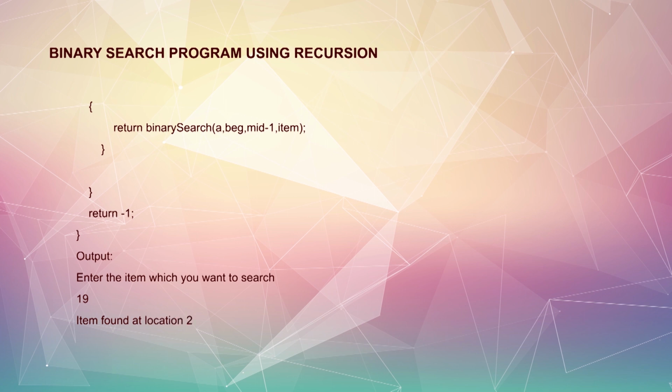Enter the searching item which you want to search, suppose 19, and item found at location 2, in the bottom half of the binary search. Today we discussed linear search and binary search, which are searching algorithms. I hope you can understand both topics in this tutorial. Thank you.